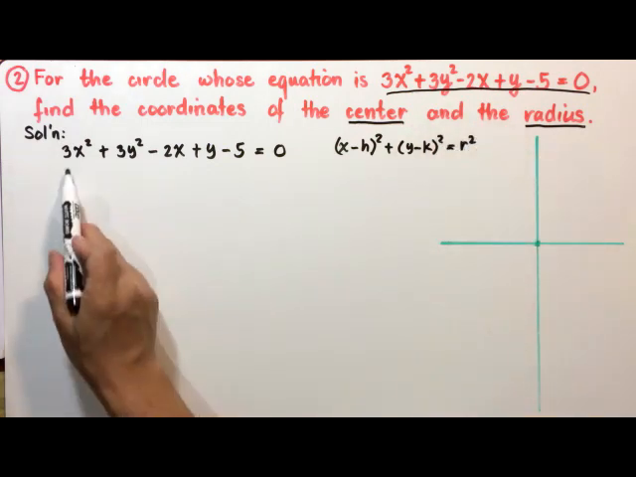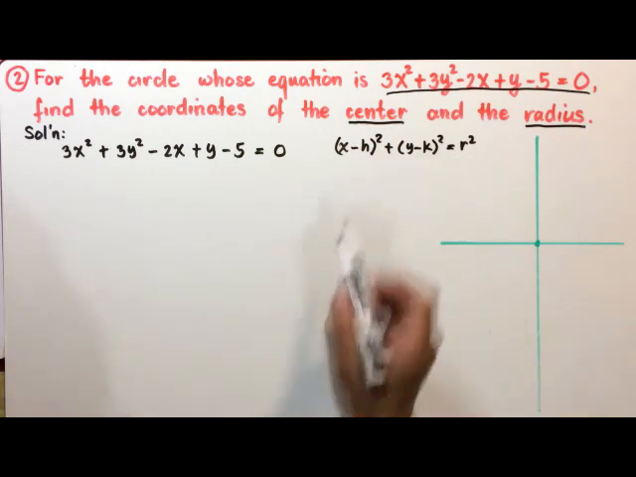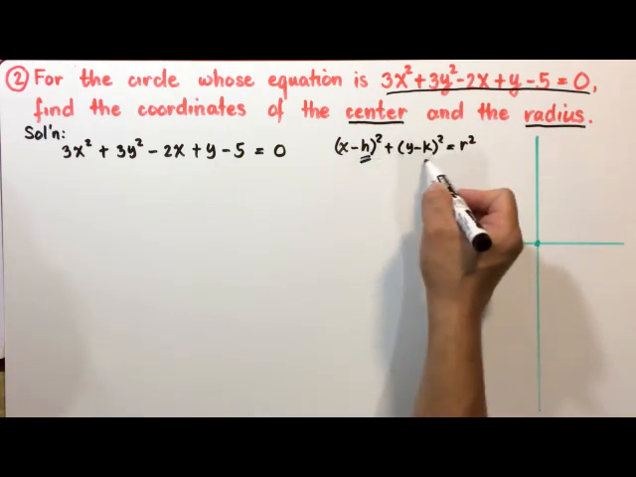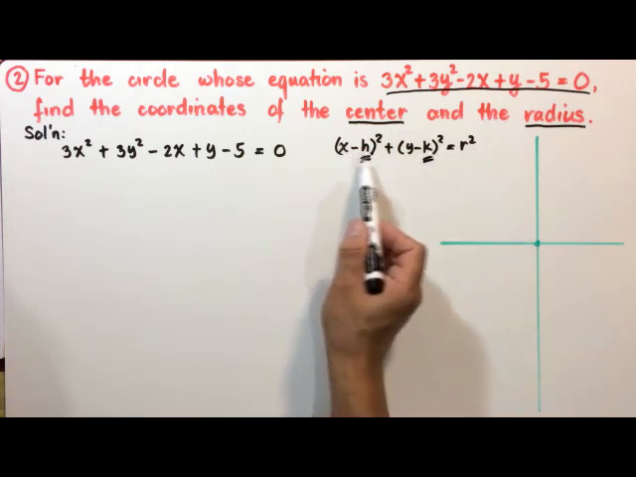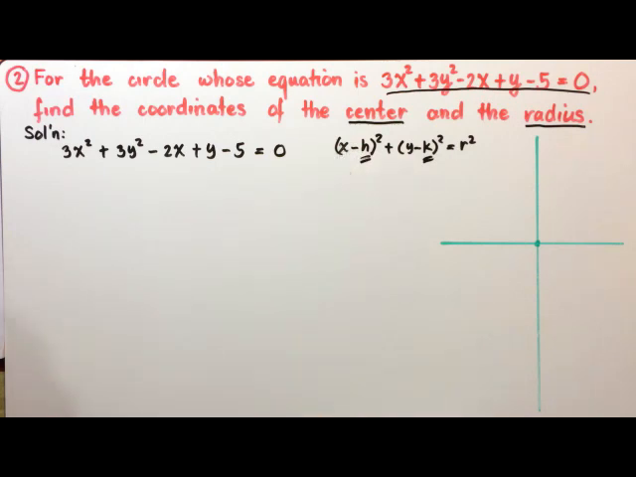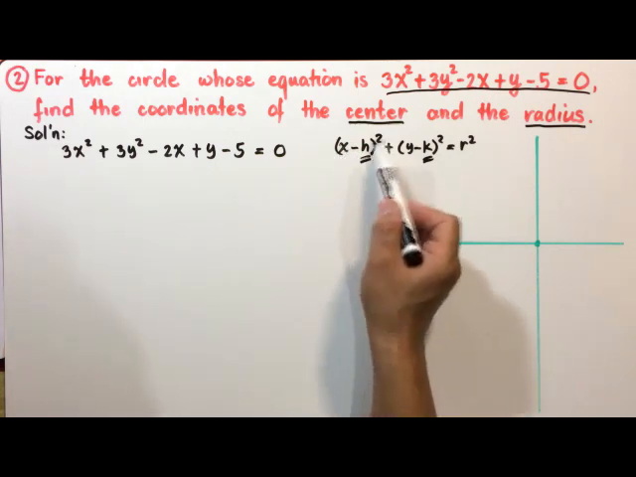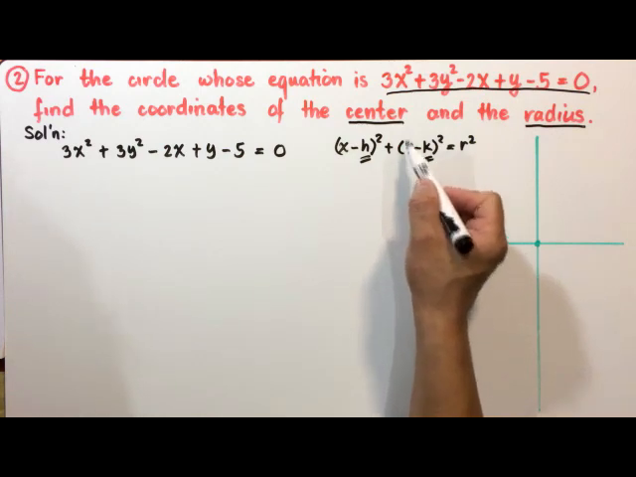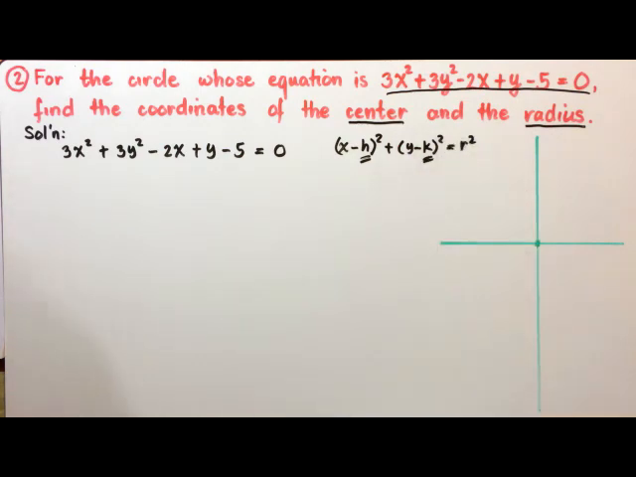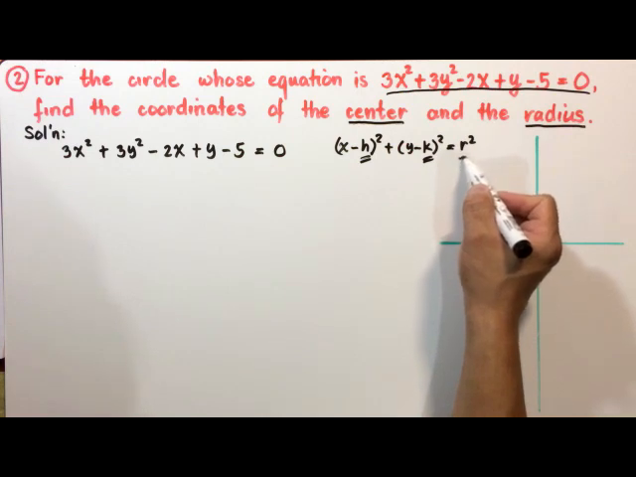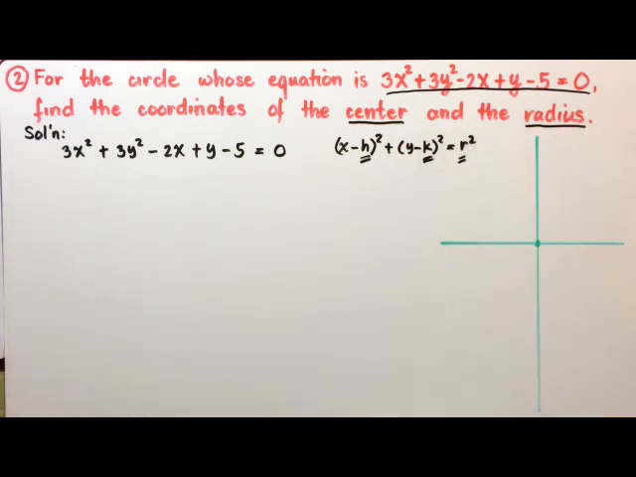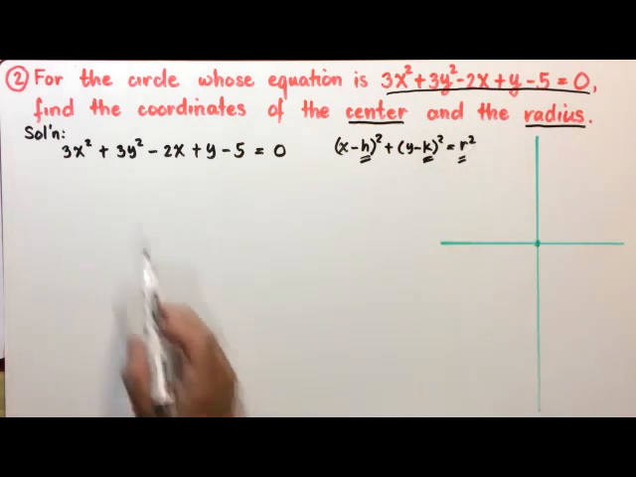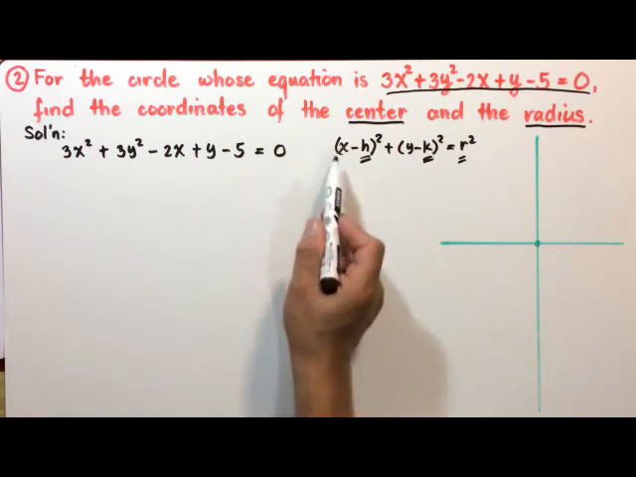If you can convert this to that form, then you can identify the center: h is the number subtracted from x under this square, and k is the number subtracted from y under this square. And the radius is the root of this r squared. So what will I do to convert this to that form?